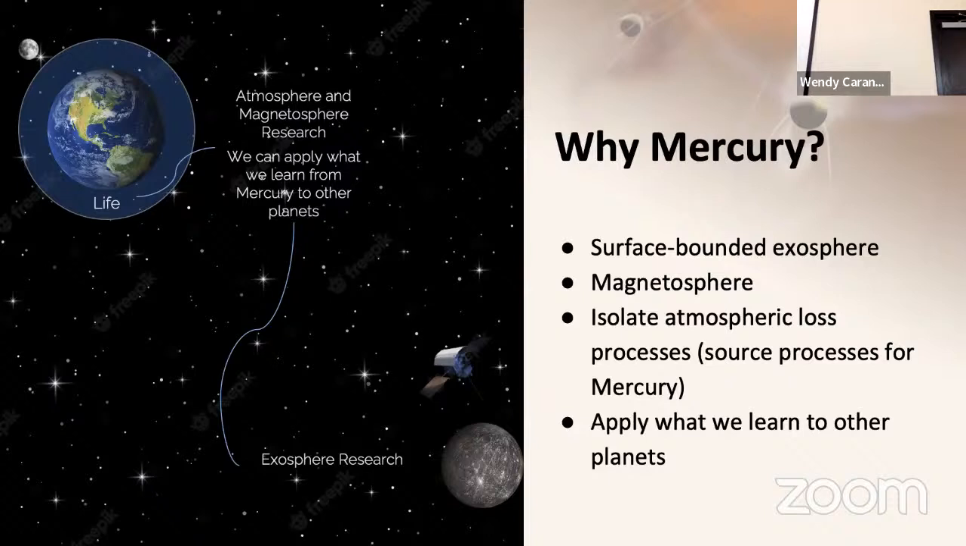So by having a surface-bound exosphere and a magnetosphere, we can study the atmospheric loss processes on Mercury, isolate these processes, and figure out the connection between having a magnetic field and whether it protects the atmosphere or not. We can apply what we learned from Mercury to other planets, which makes Mercury a really good case study for learning these different processes.